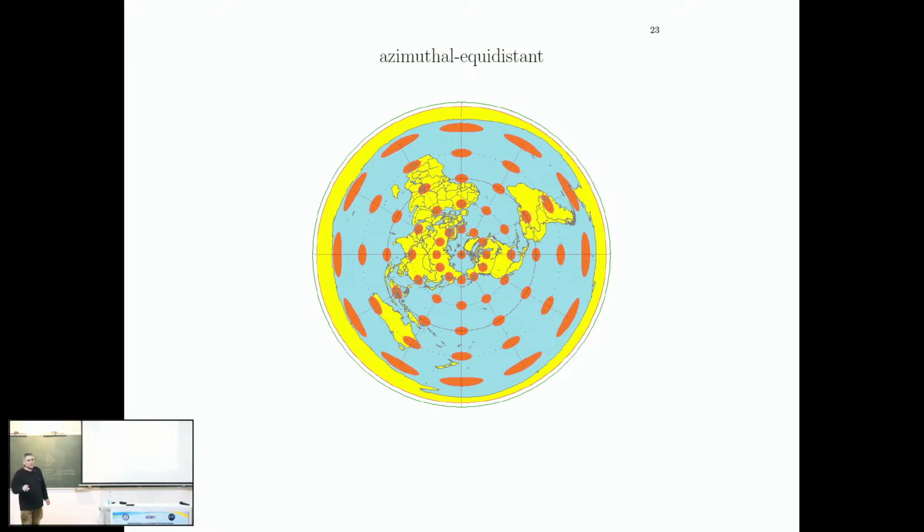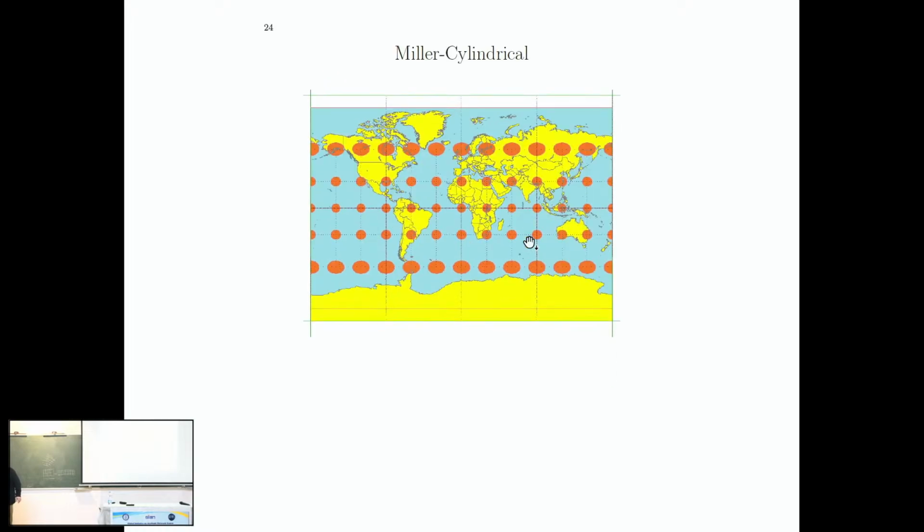No. It has nothing to do with the exponential. No, it's called exponential, but it's not the complex analysis exponential map. So this is another map, called cylindrical. This belongs to the family of cylindrical maps.